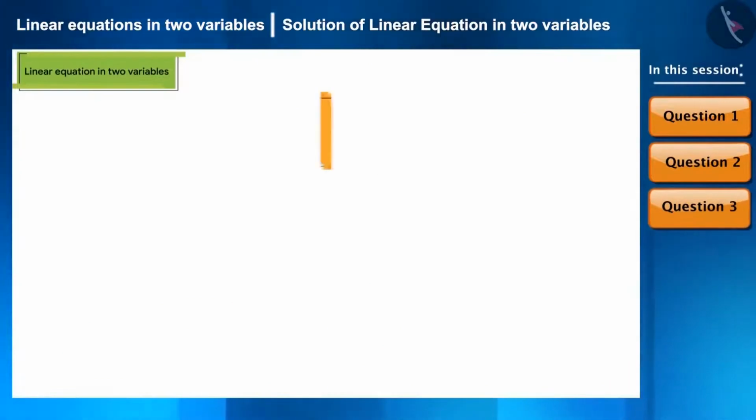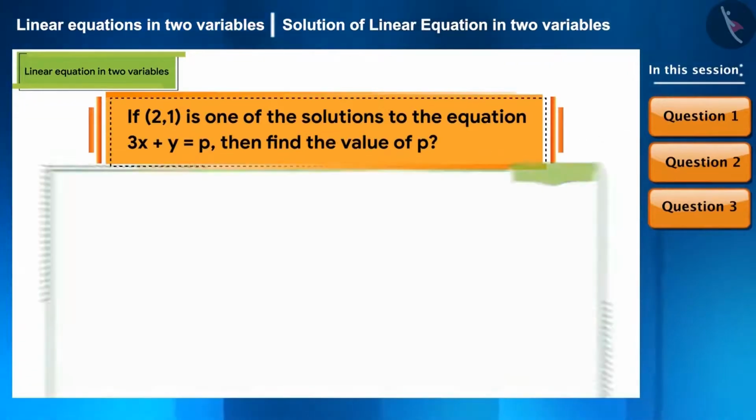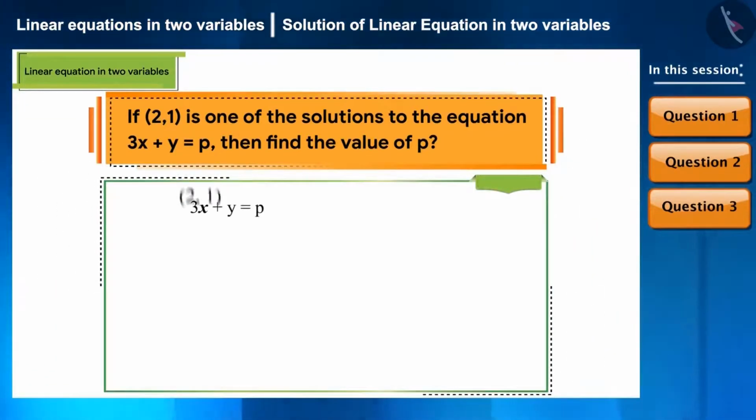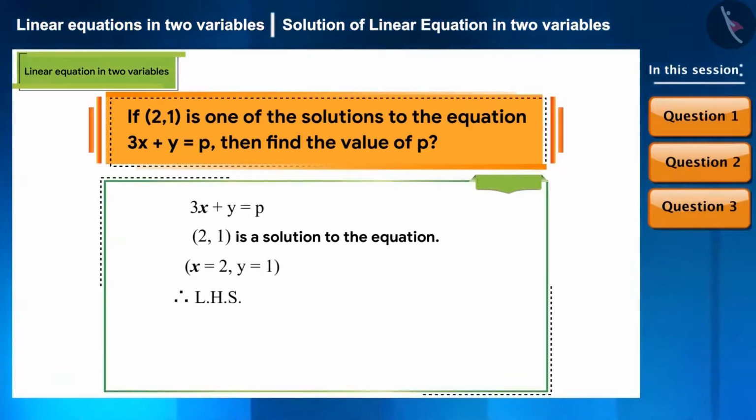Let's see one more question. If (2, 1) is one of the solutions to the equation 3x plus y is equal to p, then find the value of p. If (2, 1) is a solution to the equation, that is, if we consider x as 2 and y as 1 in the equation 3x plus y is equal to p, then RHS will be equal to LHS.